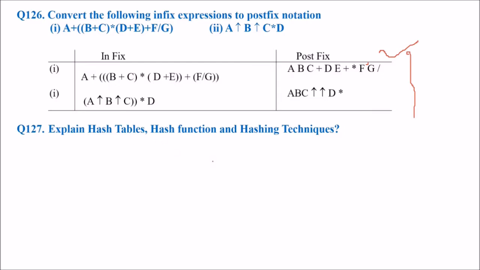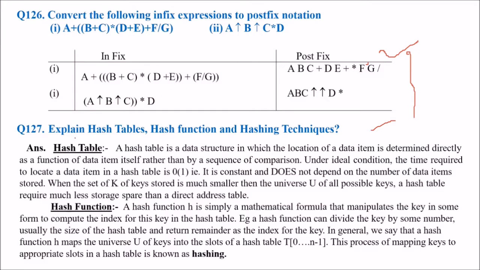Explain the hash table, hash function, and hashing techniques. We have seen hash also, but hash is so important that this is always the favorite question for the interviewers and the examiners. So we'll take more of it. What is a hash table? A hash table is a data structure in which the location of a data item is determined directly as a function of the data item itself rather than by a sequence of comparisons. So we get order of 1 time.